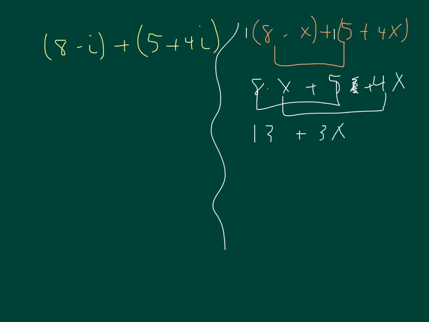So I look at the imaginary unit in the same way, like terms. So we got 8 plus 5 is 13, and the negative i plus 4i is plus 3i. That's it. It's that simple.